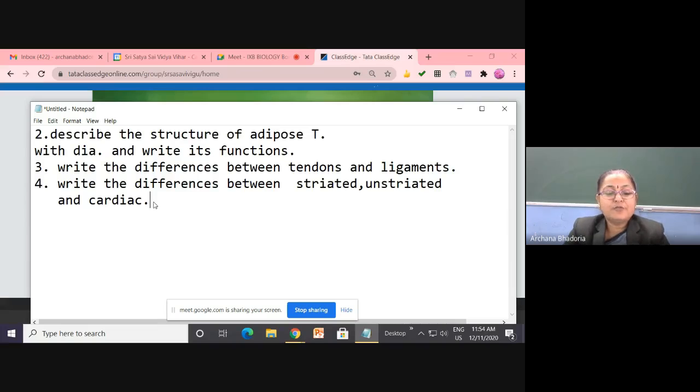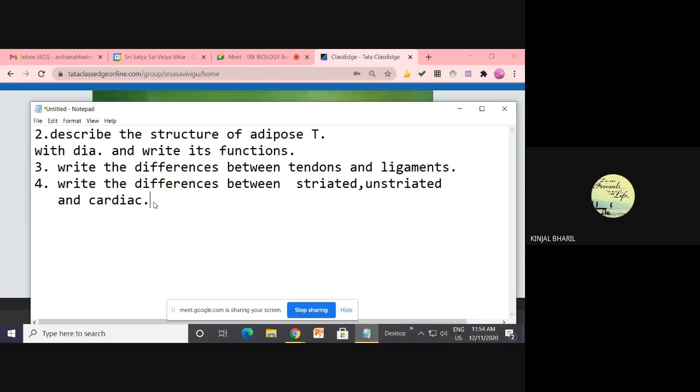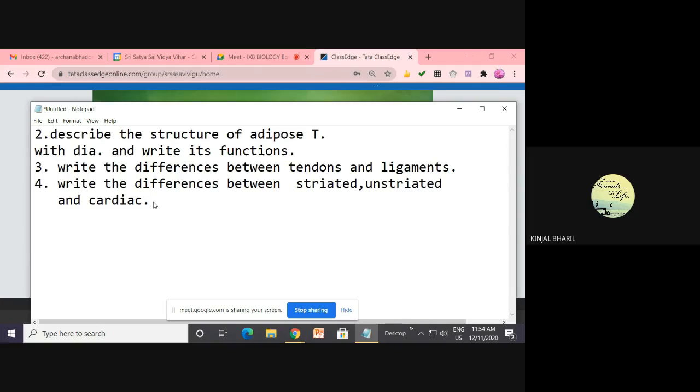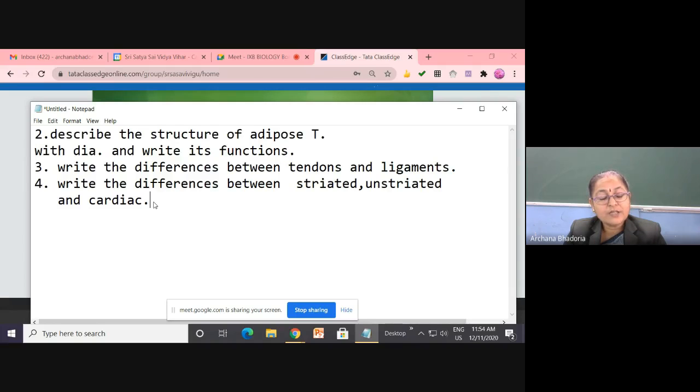So this is the 4th question. Now, any other topic which is remaining, children? Ma'am, can you repeat the first question? The first question is this only: What are the characteristic features of the connective tissue? Classify them.